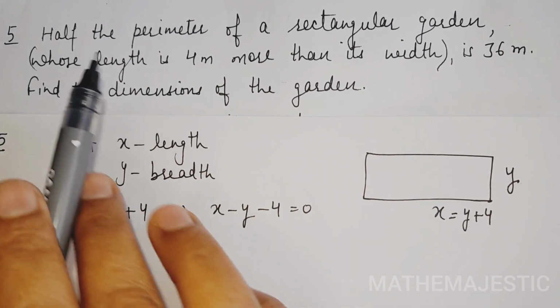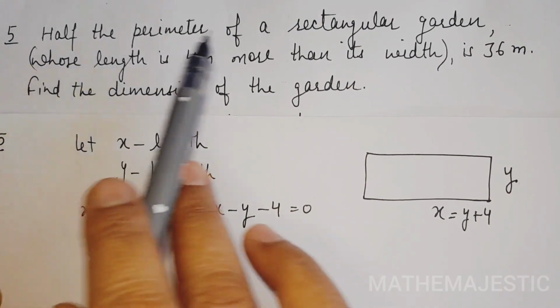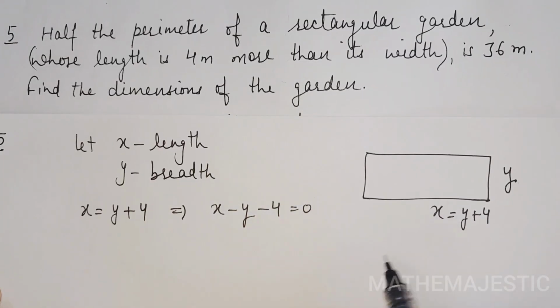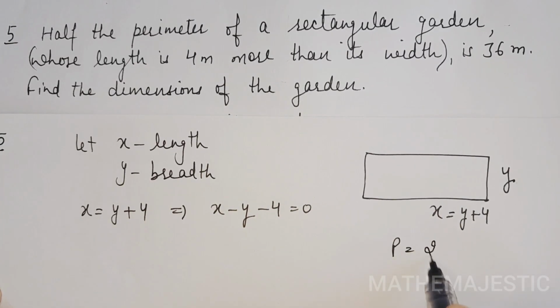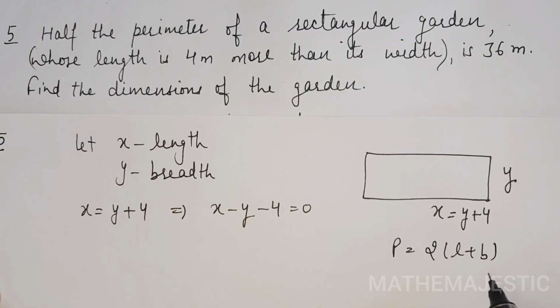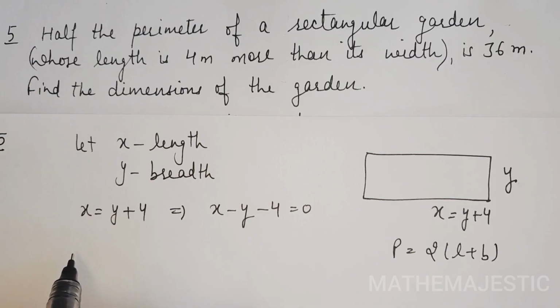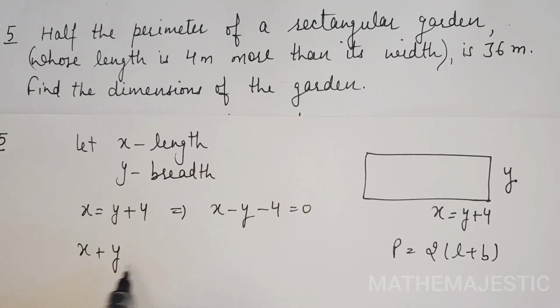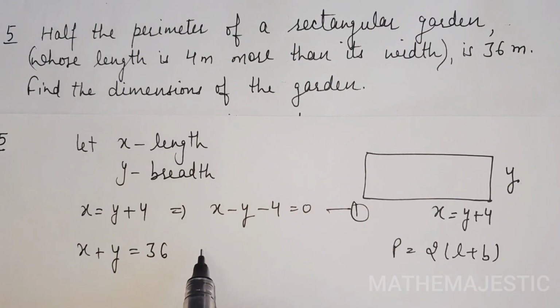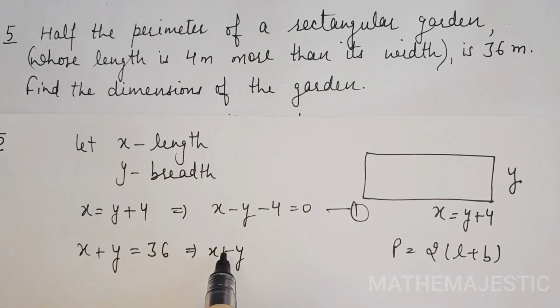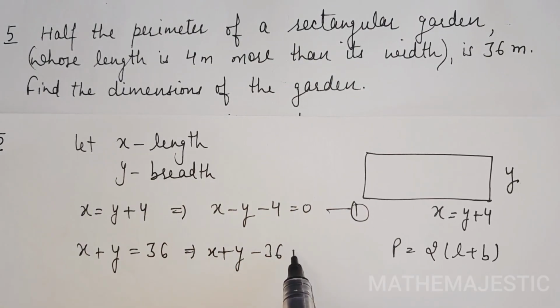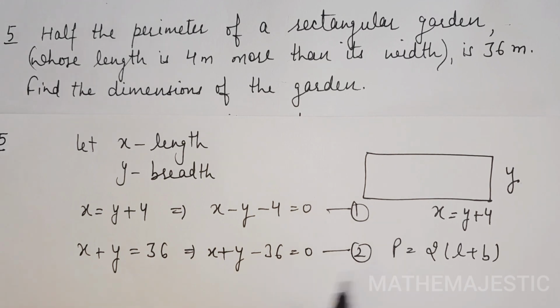Now we will find the relation for the perimeter. Half the perimeter is 36 meter. We know the perimeter of the rectangle is 2 into (length plus breadth). So half of this will be only length plus breadth, that means x plus y is 36. So the second equation we got like this. If we convert this into the standard form, we shift 36 to the left side. So these are two equations.